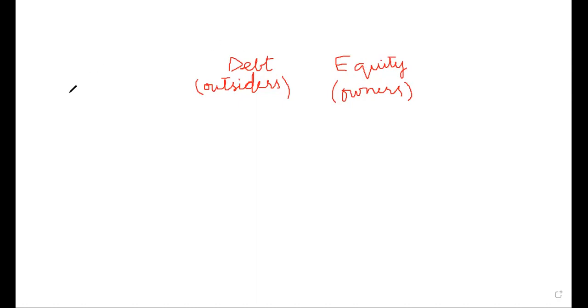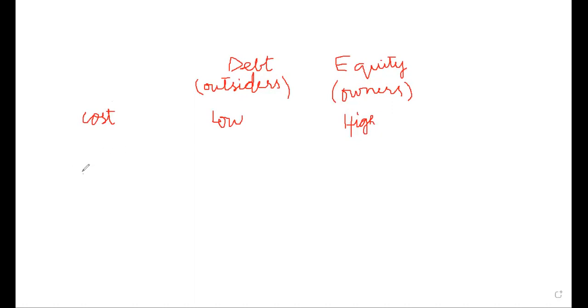Then another thing we have to remember about this is the cost. Roughly, just remember certain things. Here we're going to do in detail about the cost of capital of each type of capital. Now in case of cost, we see that the cost of debt capital is low. The cost of equity capital is high.